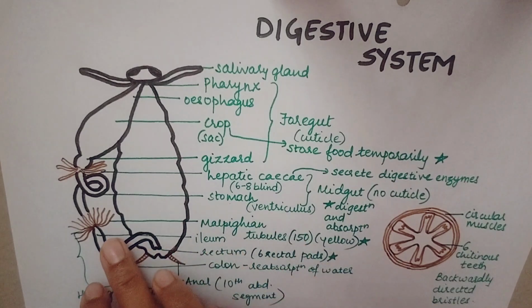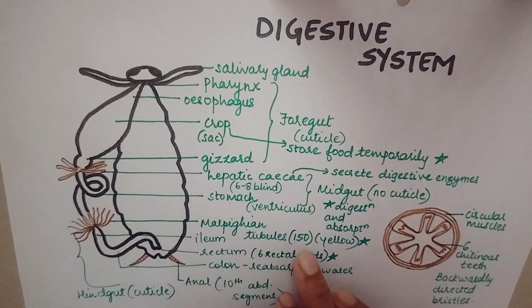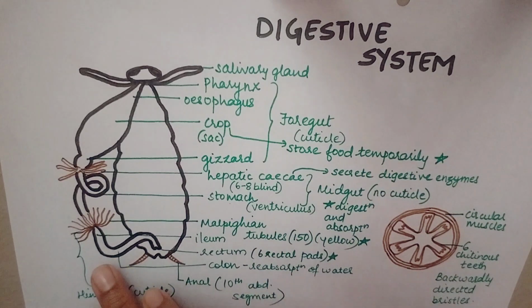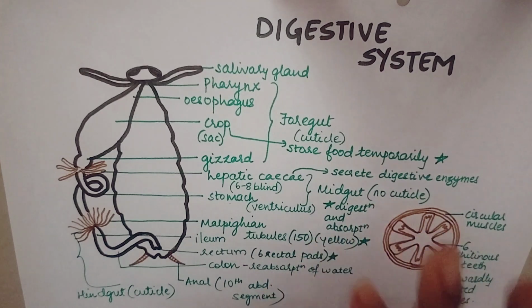After that, there are Malpighian tubules at the junction of midgut and hindgut. These are 150 in number. They are yellow colored hanging structures. Okay. After that, there is ileum, colon and rectum. Colon will do reabsorption of water in case of need. Rectum has 6 rectal pads, and the last part is the anus, which is present in the 10th abdominal segment, it will pass out the undigested waste matter.